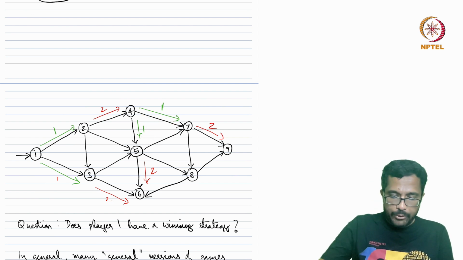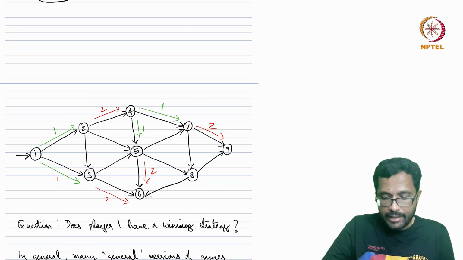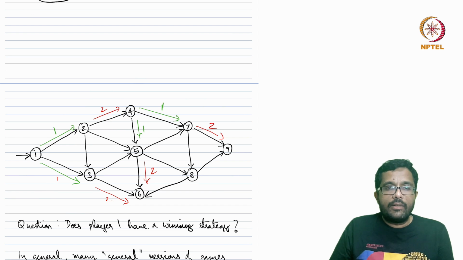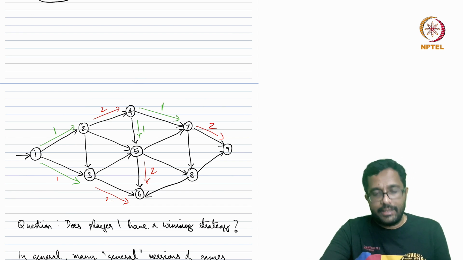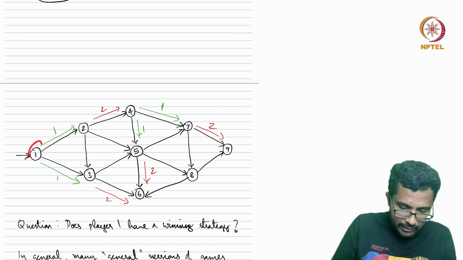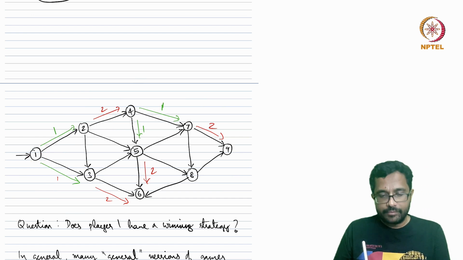So this shows that player 2 has a winning strategy. So the question is, given a graph and given such arrows, does player 1 have a winning strategy, right? With a designated start vertex. In here, this is a designated start vertex.